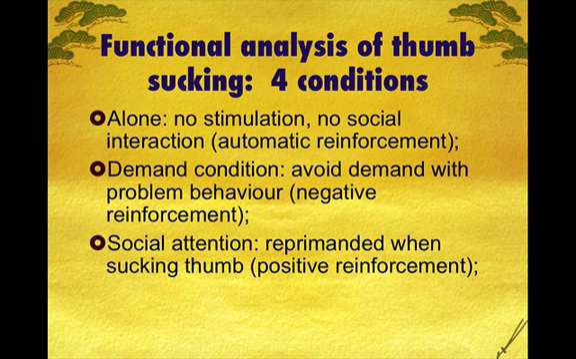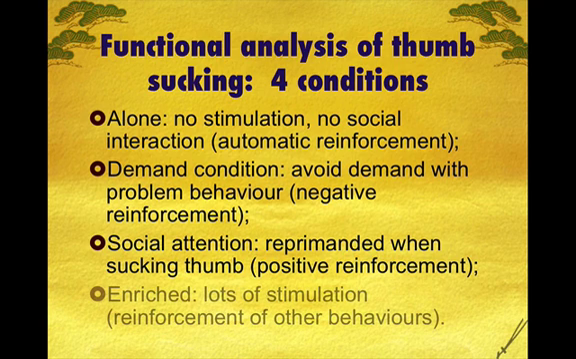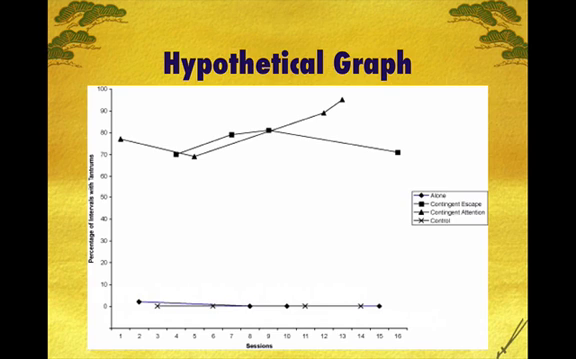The next situation will be social attention. The child will be reprimanded when he's sucking his thumb, and if that increases the thumb sucking behavior, we can assume that positive reinforcement is in place. And then we will have an enriched situation where there's lots of stimulation and where other behaviors will be reinforced. If the thumb-sucking behavior does not occur in this situation, that gives us an inroad into designing the intervention. We will also graph the behavior. This is a hypothetical graph.